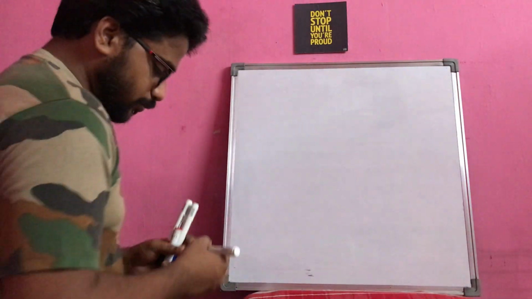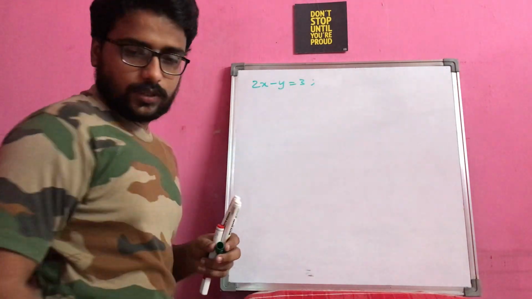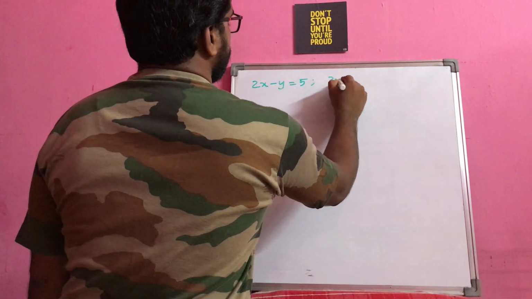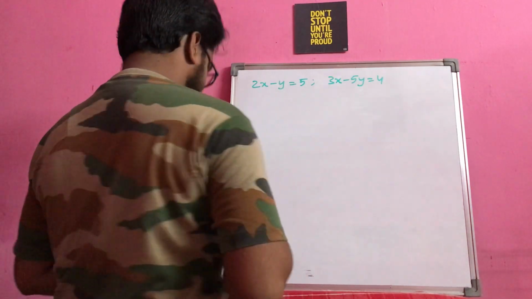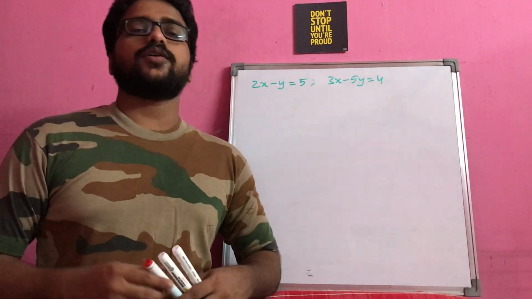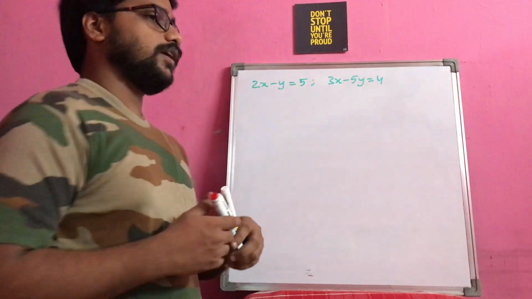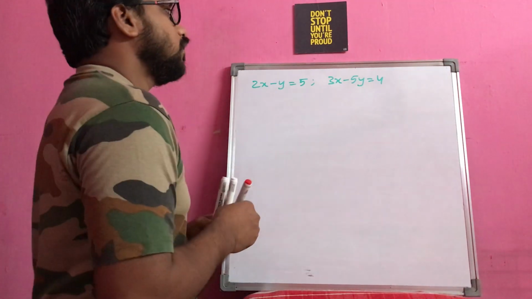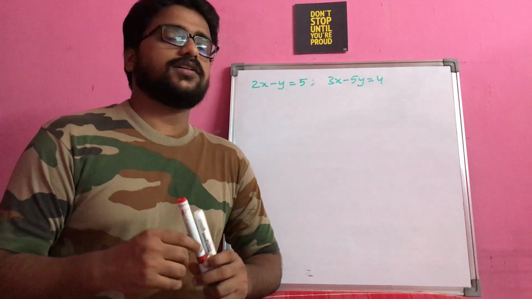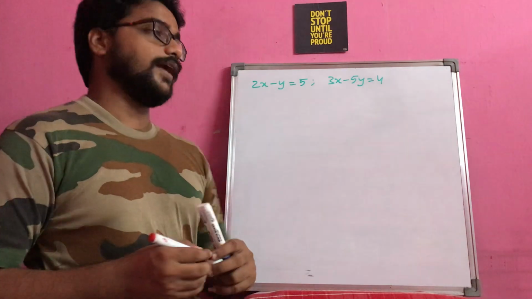Let us start with the simple one. 2x minus y is equal to 5. 3x minus 5y is equal to 4. We know that the elimination method, as the name itself says, means you have to eliminate a variable. How to eliminate the variable? From any one of the equations we just have to make the coefficients equal, so that you can do addition or subtraction accordingly. The term will get eliminated and you will get the other value.